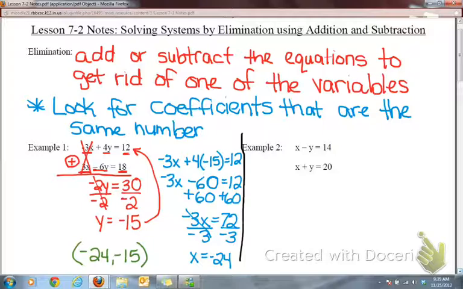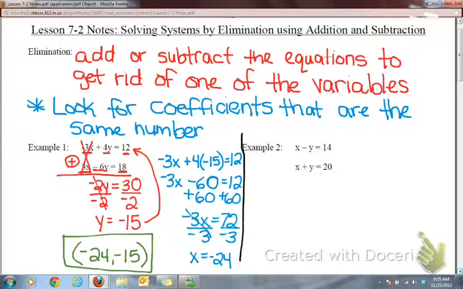And even then, it might not go out to -24 and down to -15. So this is why we have other methods, and why we separated the graphing section from the 3 other methods of solving systems.